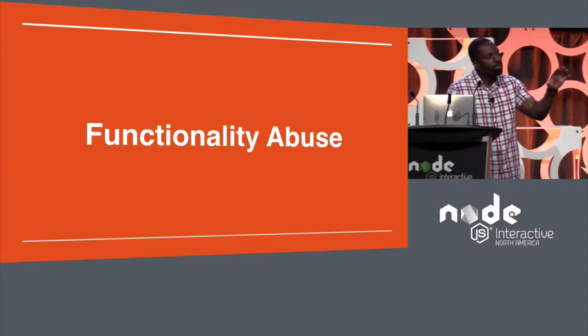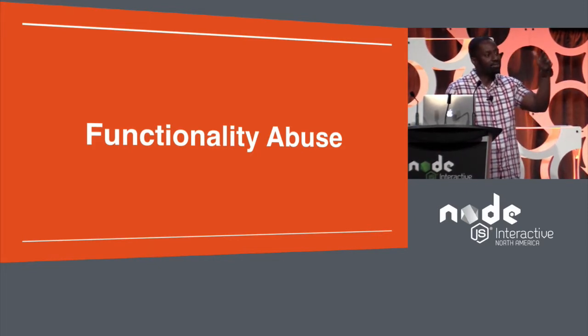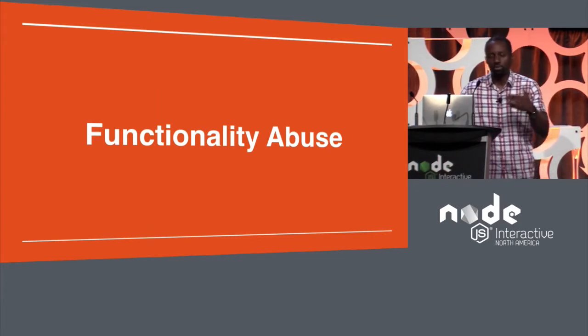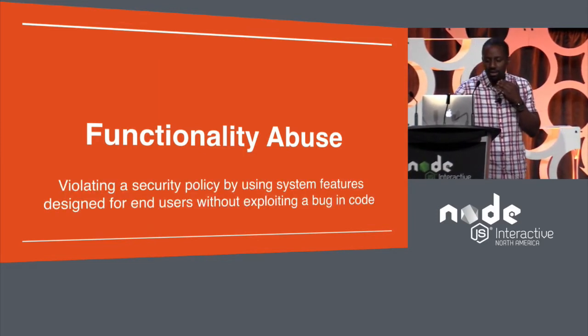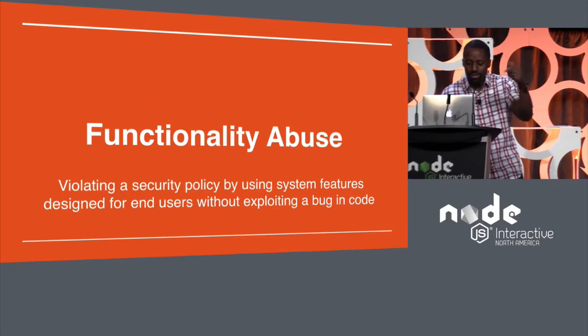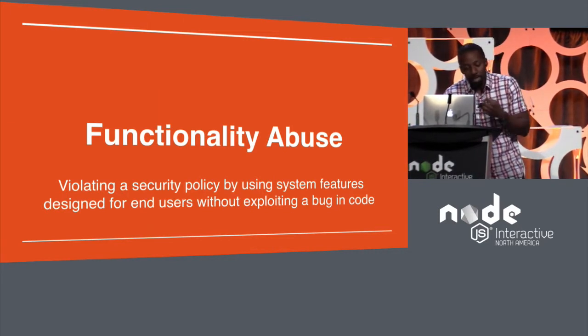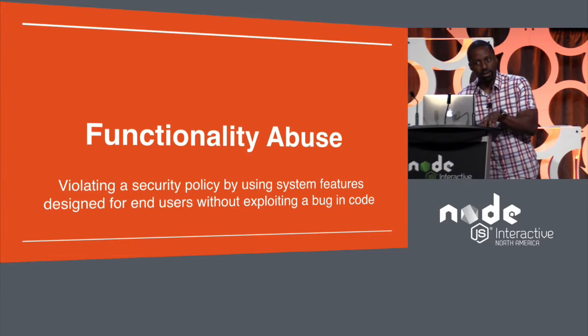But when you go and look this up, you're likely to find a variety of different explanations, right? And I think it's important that we level set on what we mean by functionality abuse before we go any deeper. So the definition here is violating a security policy by using system features designed for an end user without exploiting a bug in code. Now, there's a lot there, and we should unpack it, and so that's the next step, right?